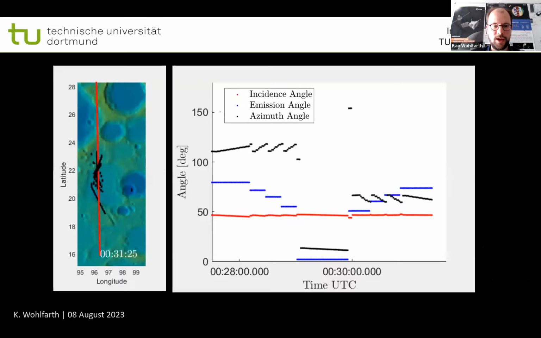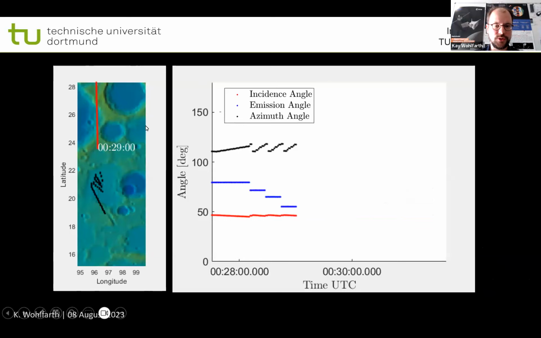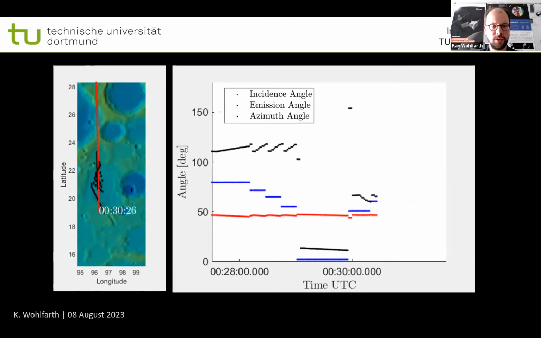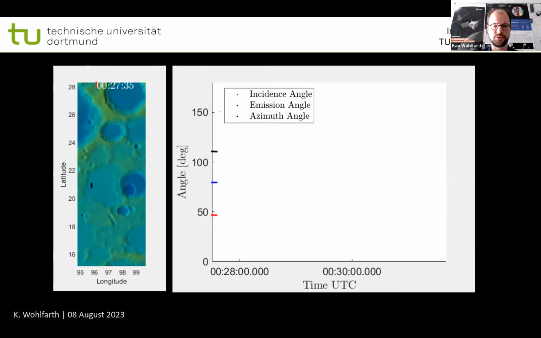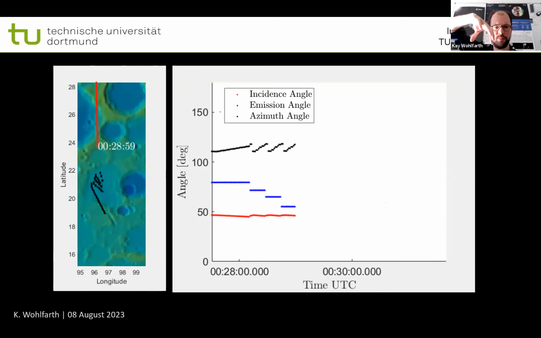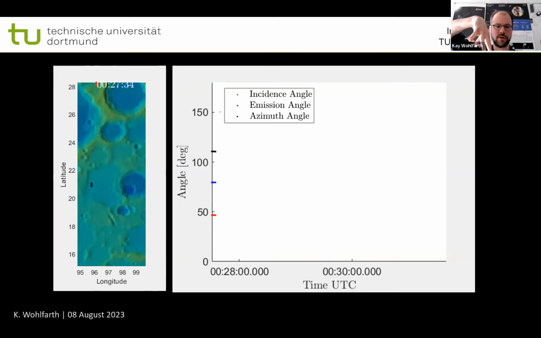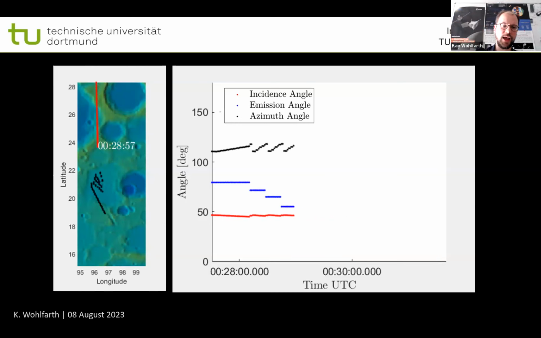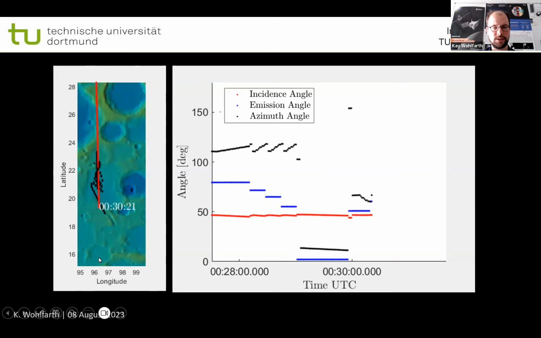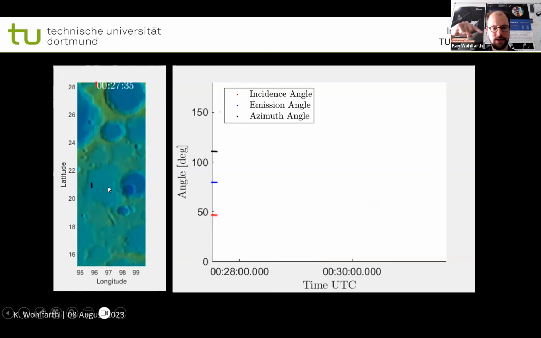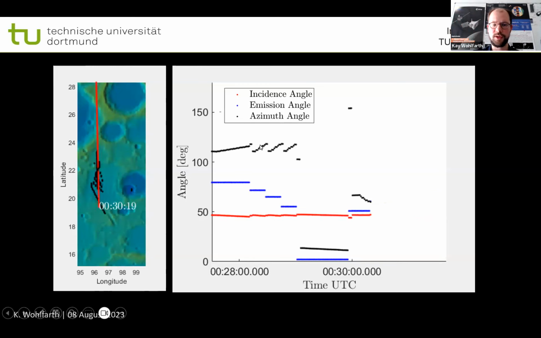Then let's look at the Diviner instrument. The Diviner instrument performed these EPF measurements. Diviner has an azimuthal mount and can change the inclination with respect to the surface. The red line on the left is the Diviner footprint. The black lines are the pointing of the Diviner instrument, and on the right you can see the configuration of incidence angle in red, emission angle in blue, and azimuth angle in black during this EPF measurement.